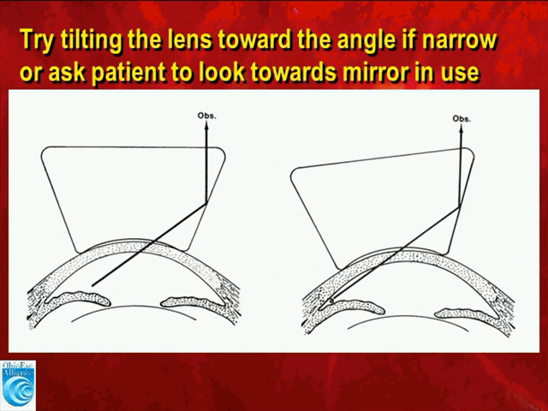In order to look into a shallow angle, or an angle that has obscuration from the last roll of the iris, we can have the patient look towards the mirror that's in use, or we can tilt the lens toward the mirror that is in use. And this can help us see into that recess and overcome any blockage from the iris obscuring our view of the angle.